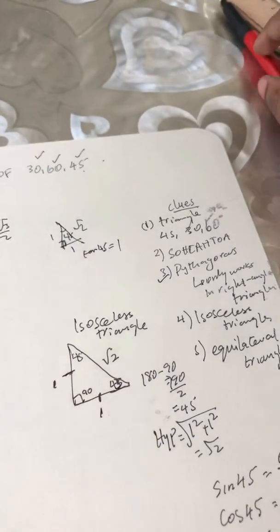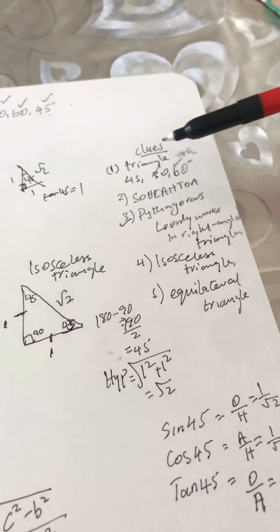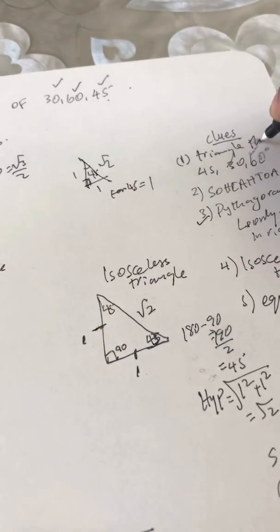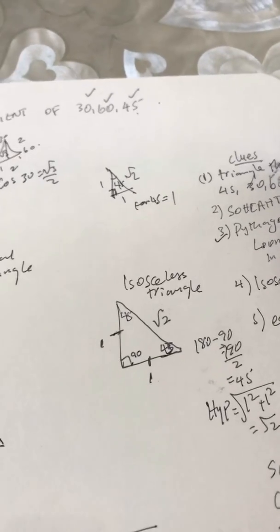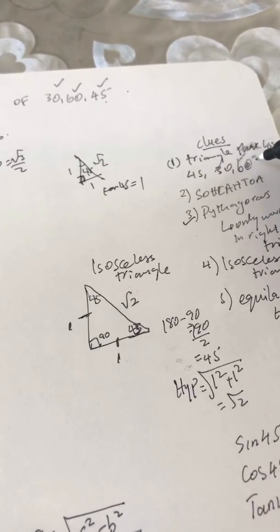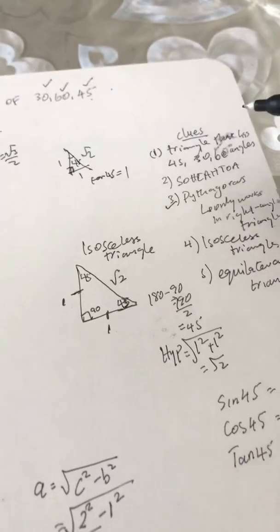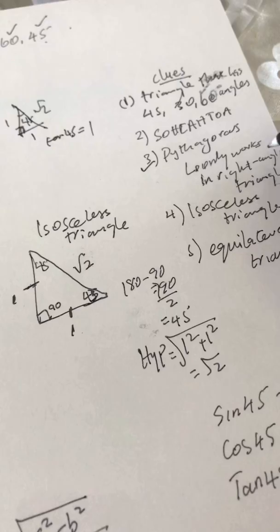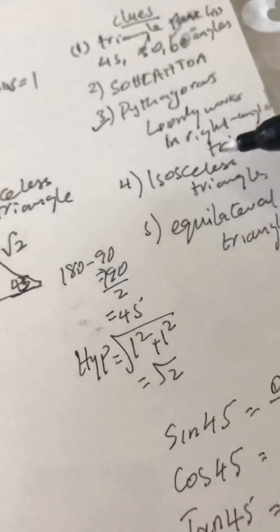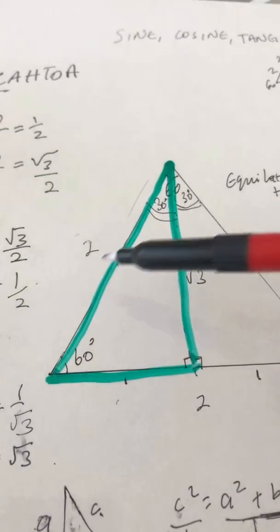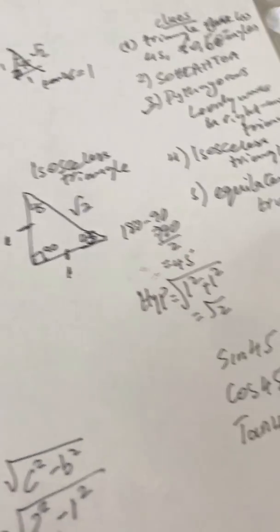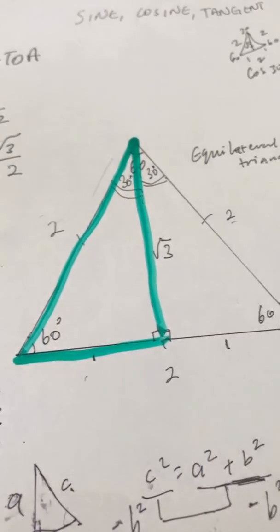So yeah, I hope it helps. You needed to know the triangle that has those angles. And then you have SOHCAHTOA and Pythagoras. Pythagoras only works in right angle triangles. So that's why we have the right angle triangle. Isosceles triangle means that 2 sides are equal. An equilateral triangle means all sides are equal.